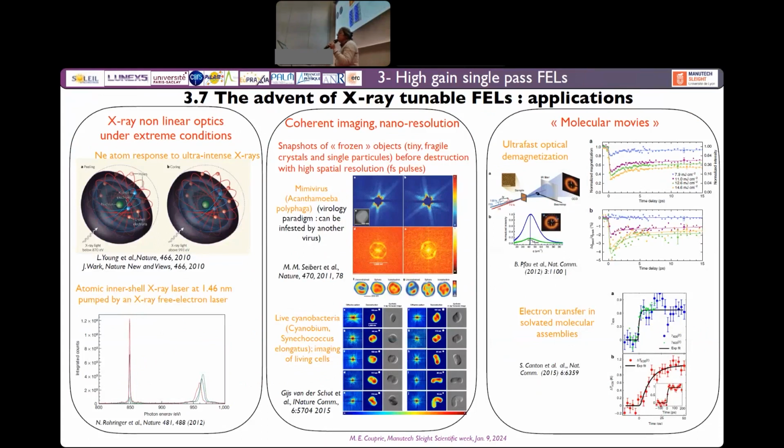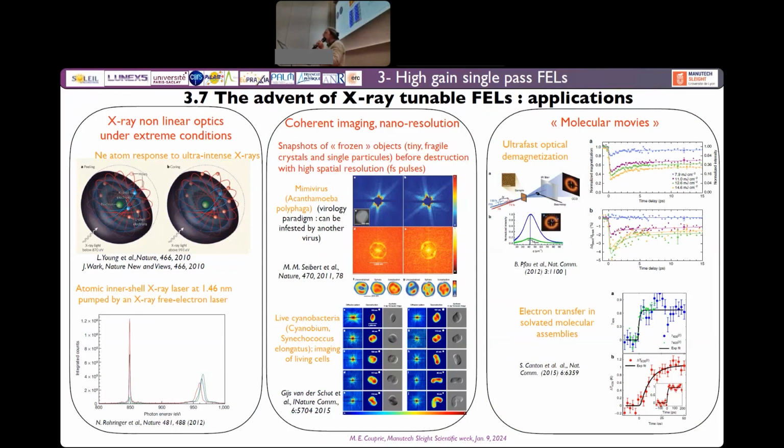So, of course, this X-ray free electron laser enables us to explore new physics. And one domain of exploration is X-ray nonlinear optics. And here I show one of the first examples, which has been achieved at LCLS. It's to look at the response of the neon atom to an ultra-intense X-ray beam. Or we can also look at an atomic inner-shell X-ray laser at 1.4 nanometers pumped by an X-ray FEL.